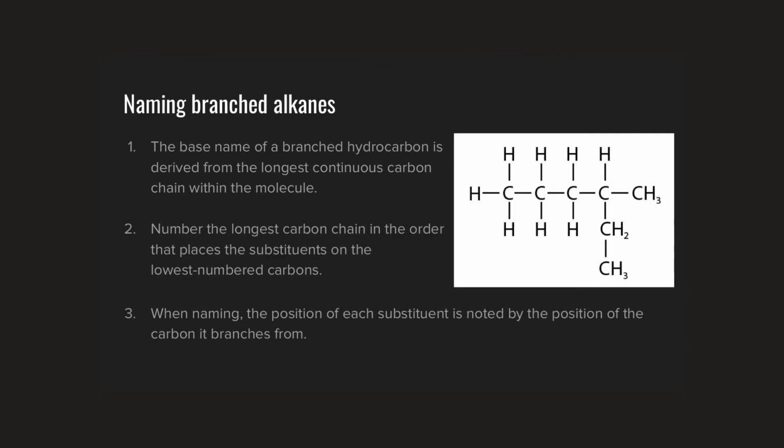All right, now let's put a couple of ideas together here on this next slide. What we're going to do now is name a branched alkane molecule. So again, an alkane molecule is a saturated hydrocarbon, but we're going to start putting branches off of the main chain. So when we name a branched hydrocarbon, the base name of a branched hydrocarbon is always going to be derived from the longest continuous carbon chain within the molecule.